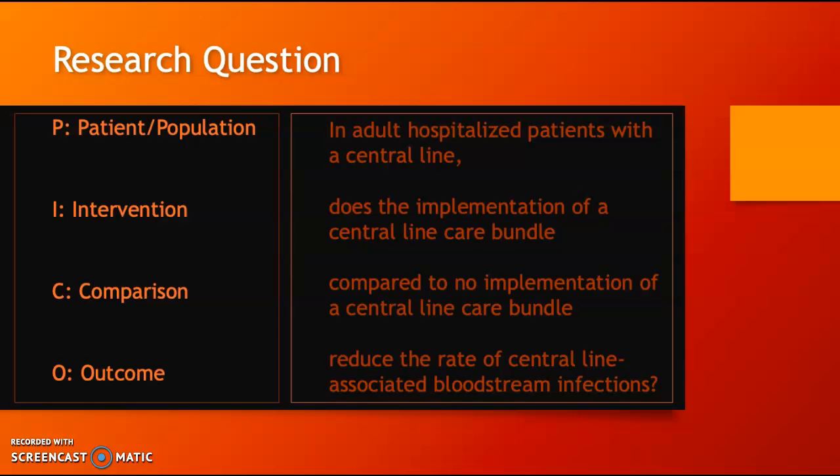Research question, formulated in the PICO format: P for patient and population, I for intervention, C for comparison, and O for outcome. So the question is, in adult hospitalized patients with a central line, does the implementation of a central line care bundle compared to no implementation of a central line care bundle reduce the rate of central line associated bloodstream infections?